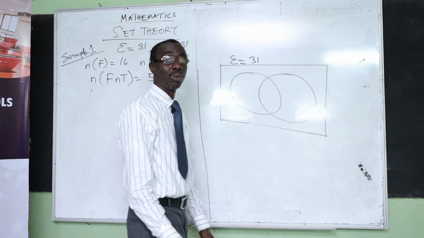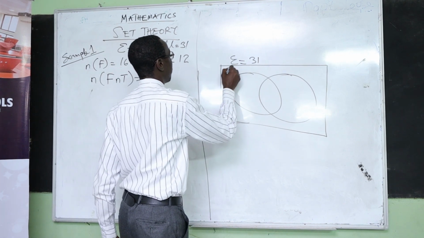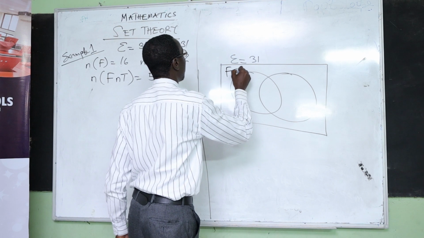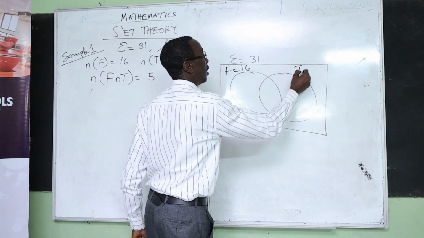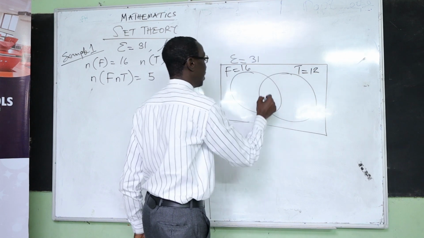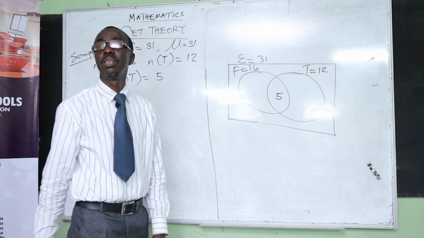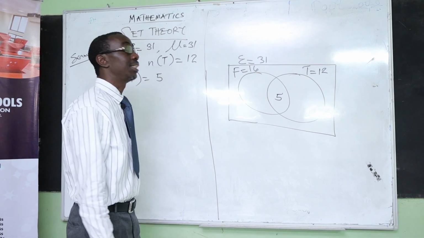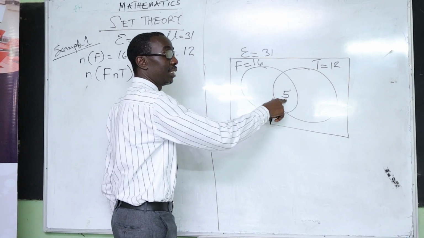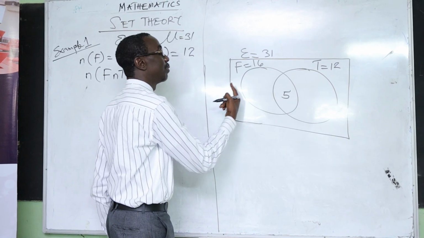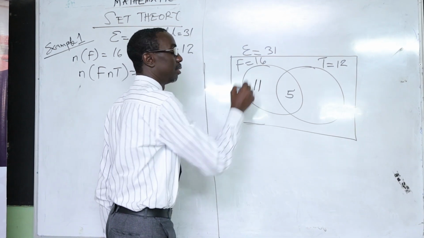You have to show that on your Venn diagram. The first subset is football, and it is equal to 16. The second subset is equal to 12. The intersection is 5. After placing your intersection, it is clear that you will need to check now that if the intersection is 5, the remaining part of this circle should be 16 minus 5, that's 11.